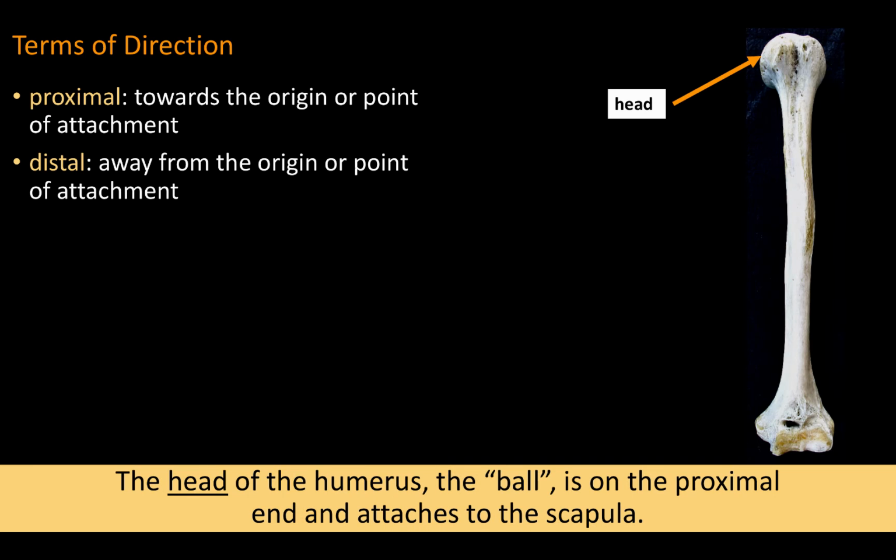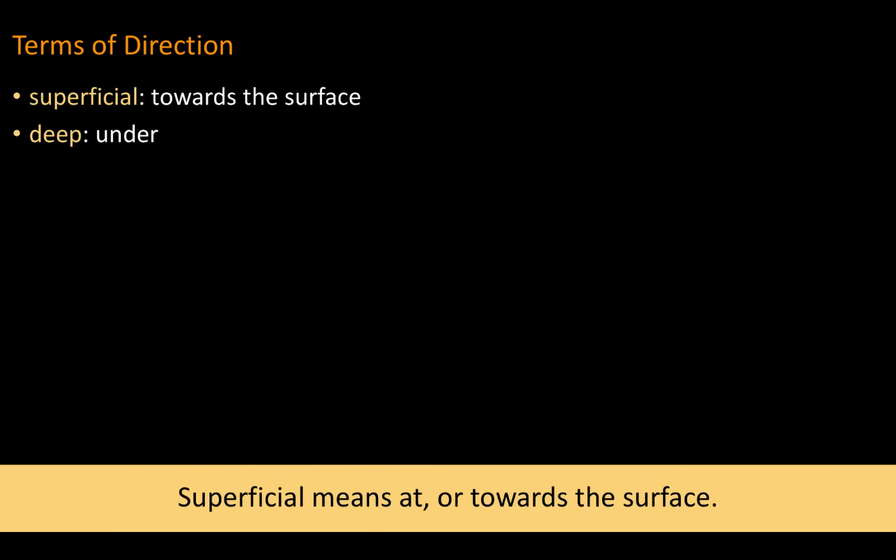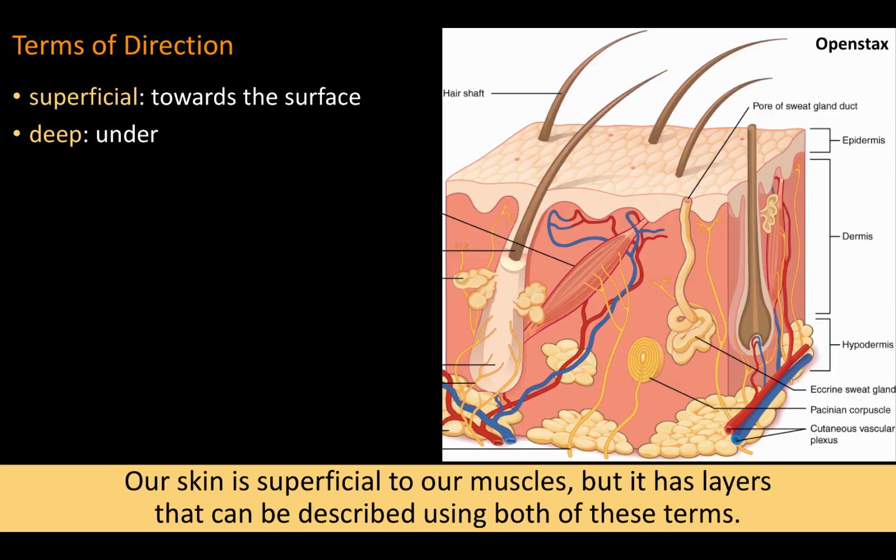The head of the humerus, the ball, is on the proximal end and attaches to the scapula. The distal end of the humerus has smooth surfaces to attach to the radius and ulna, the bones of the forearm. Superficial means at or towards the surface. Deep means under or below the surface.